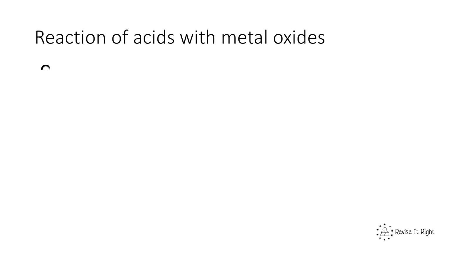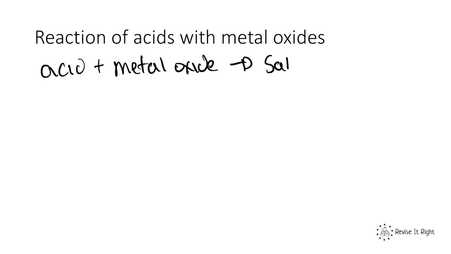Now when an acid and a metal oxide react, they produce a salt and water. Okay, and it may be your job to know the name of the salt produced. Now the name of the salt depends on two things. It depends on the name of the metal and also the acid that's been added.